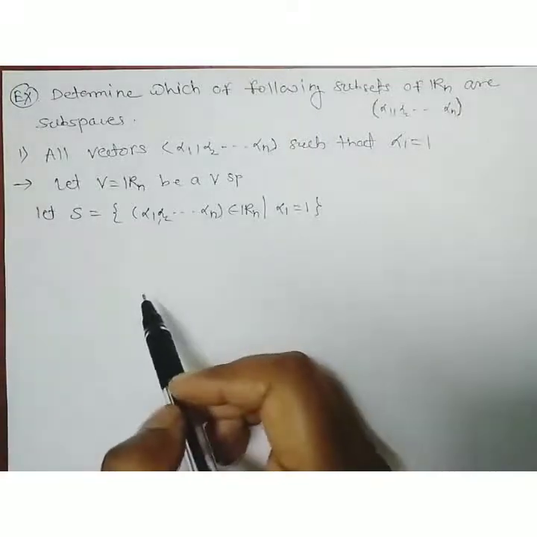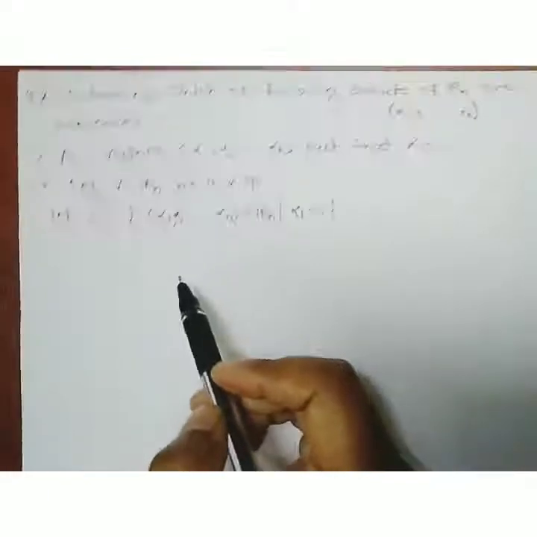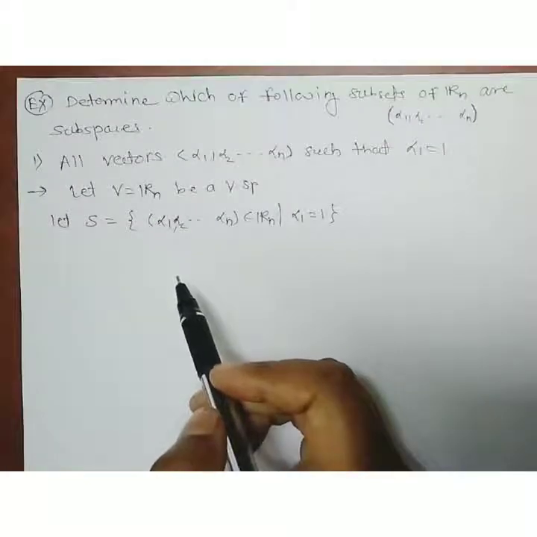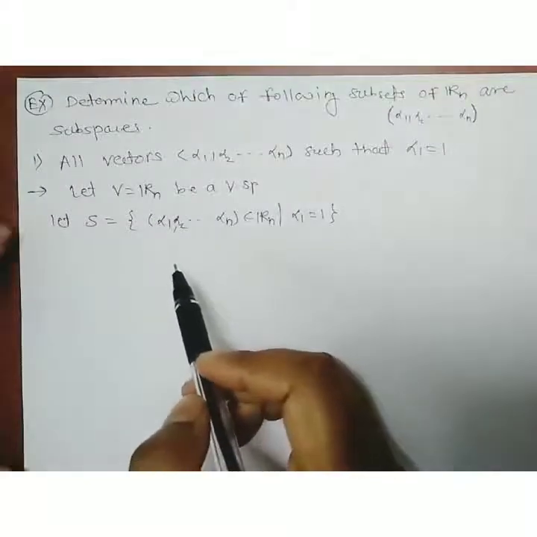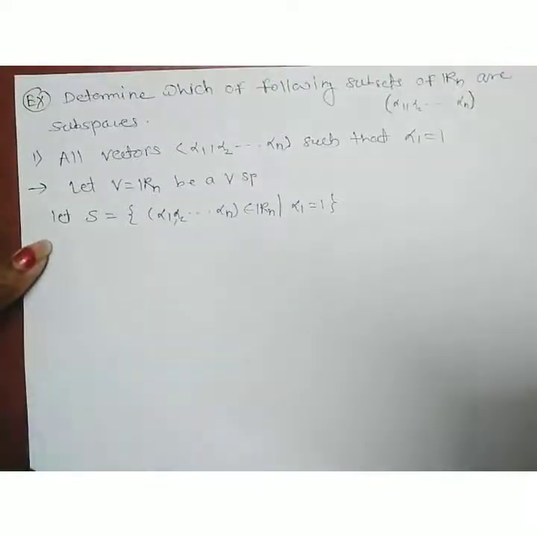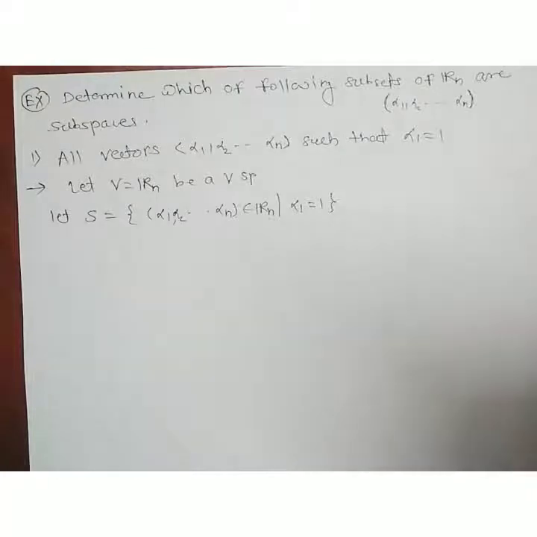Now, for showing the subspace, what do we have to show? First of all, we have to show that this is a non-empty set, that is, the zero element belongs to that set. This is the first condition for showing that the given set is a subspace or not. And when the first condition is satisfied, then we have to show two more conditions of the subspaces.